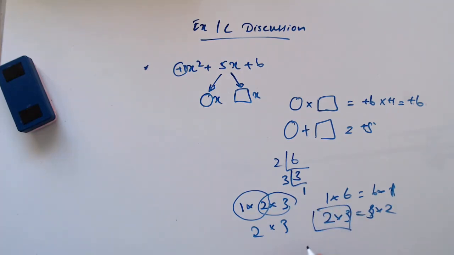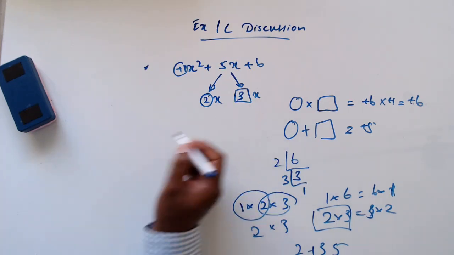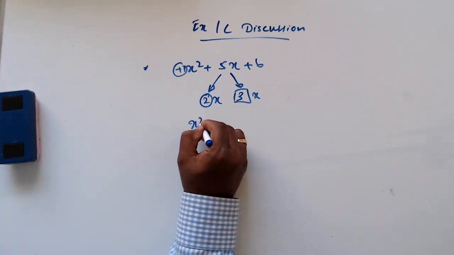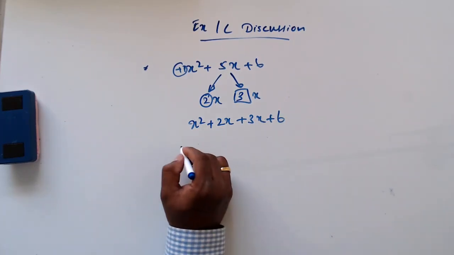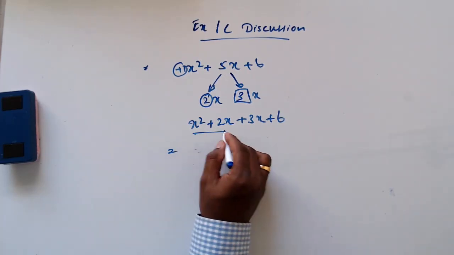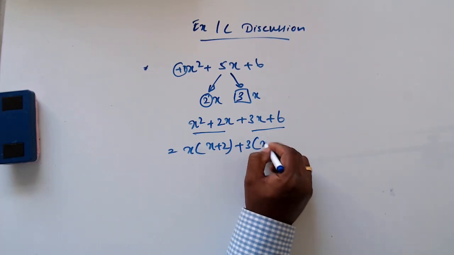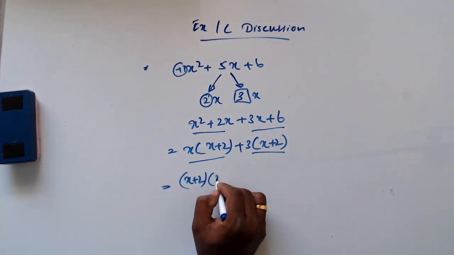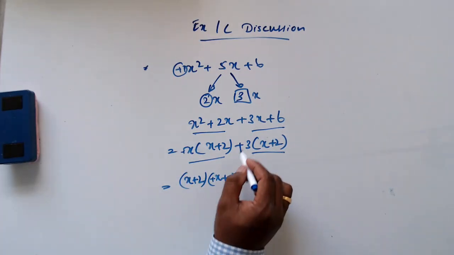Actually, it is obvious: when you get 2 and 3, it will make 5. So our option is to break this 5x into 2x and 3x. So x square plus 2x plus 3x plus 6. When you consider those two terms, you can take x common, so x(x plus 2). And when you consider those two terms, plus 3 is common, so 3(x plus 2). Now x plus 2 is common, you take x plus 2 out, and what remains is x plus 3.